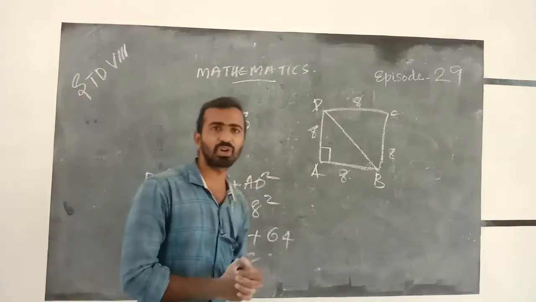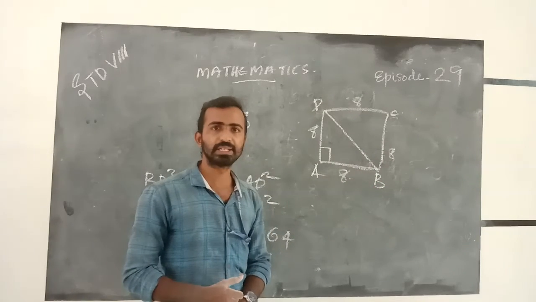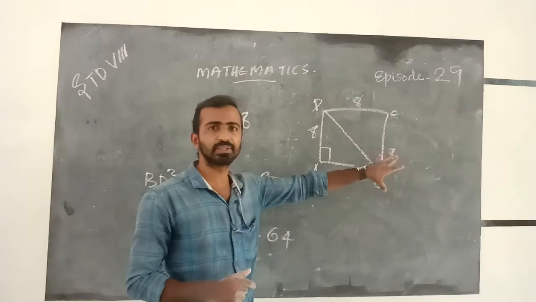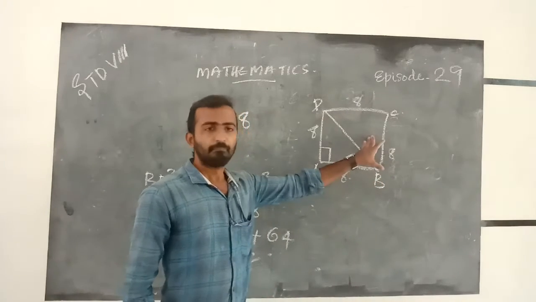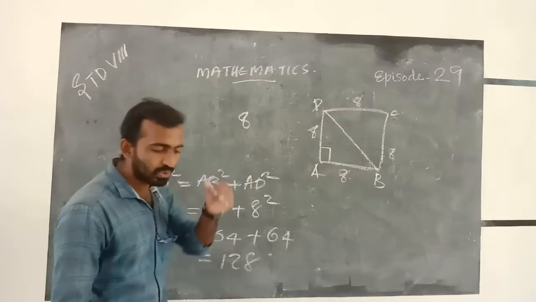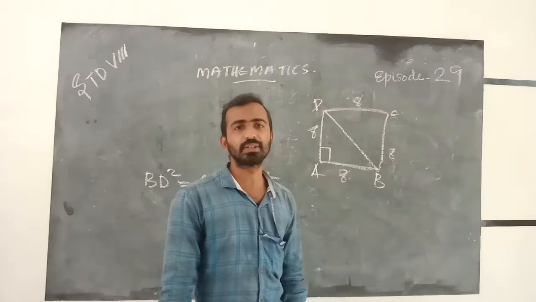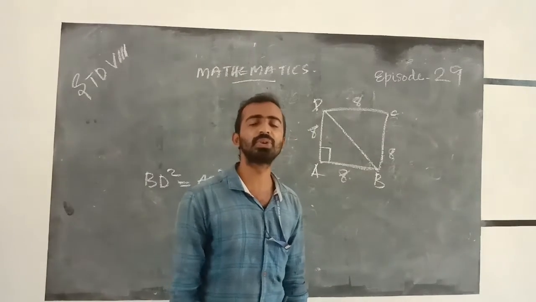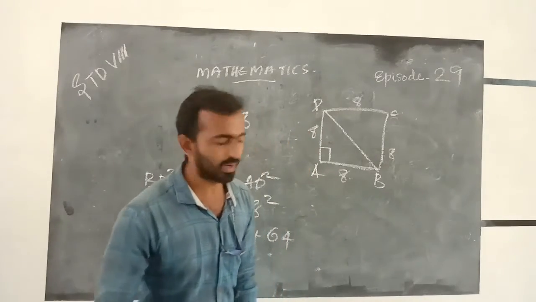What is the actual length? What is the correct length? When we take the square root, BD equals the square root of 128.